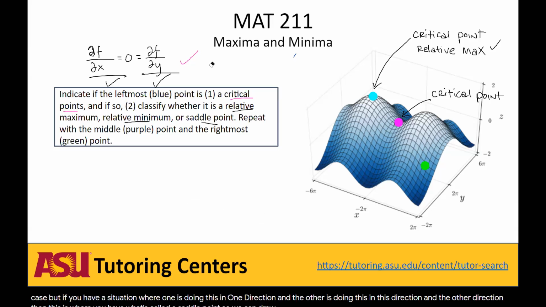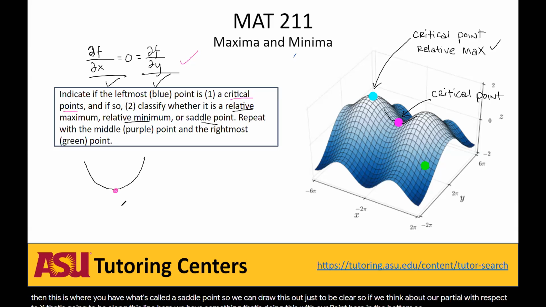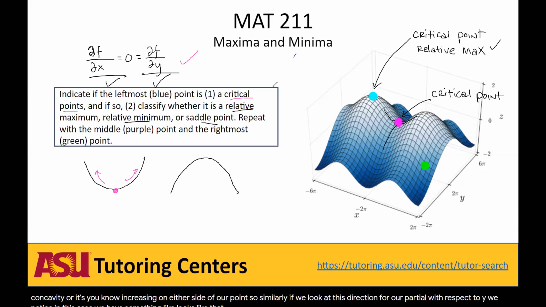So we can draw this out just to be clear. So if we think about our partial with respect to x, that's going to be along this line here. We have something that's doing this with our point here in the bottom. So we have positive concavity, or it's increasing on either side of our point. So similarly, if we look at this direction for our partial with respect to y, we notice in this case, we have something that looks like that with our point here in the center.